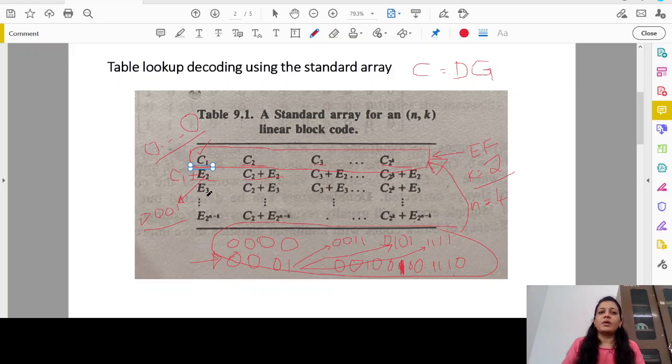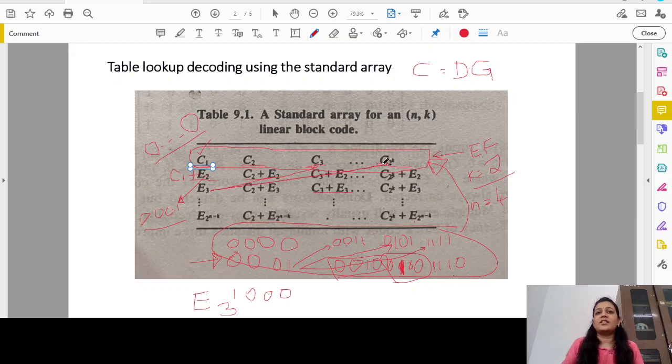Now choose another possible error pattern. Here I cannot choose 0 0 1 0 because it is already a code word in our standard array. If I go for 0 1 0 0, that is also available here, so I cannot choose 0 1 0 0 either. Now I can choose 1 0 0 0, because it is still not present in my standard array, and that becomes E3. Consider this E3 and add it to C2, and you will obtain this element. Add this E3 to C3, and you will obtain this particular element.